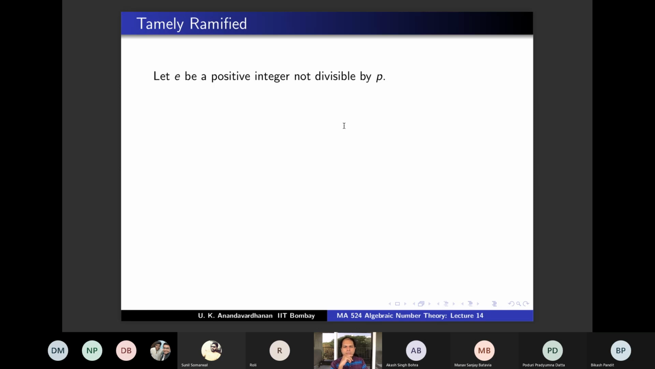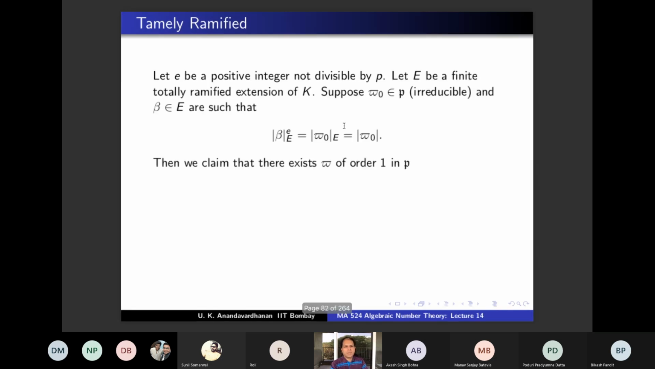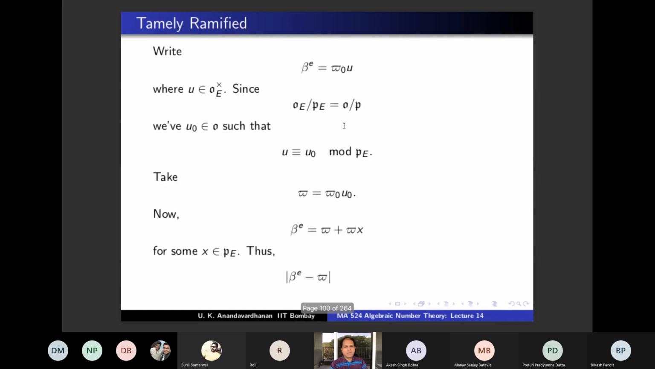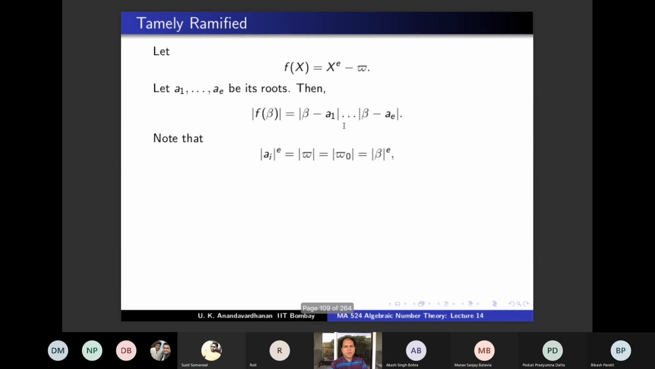P doesn't divide E. So you have the periodic absolute value, so mod E is 1. E is a unit. Okay, so that you are using here for the first time.